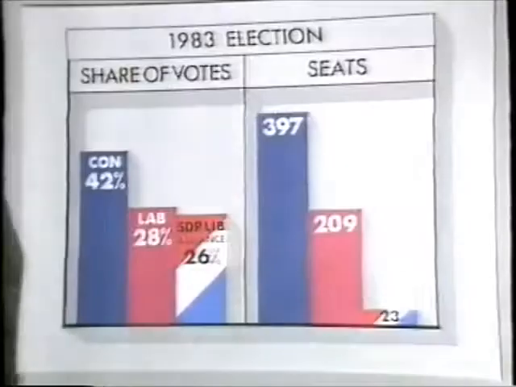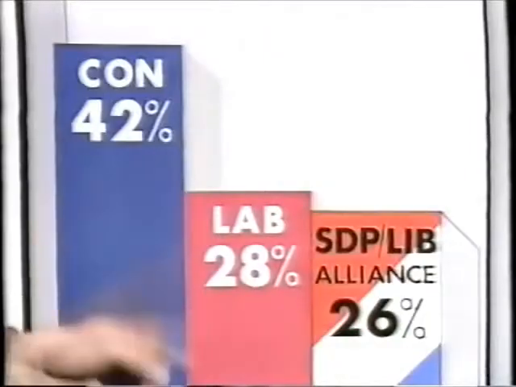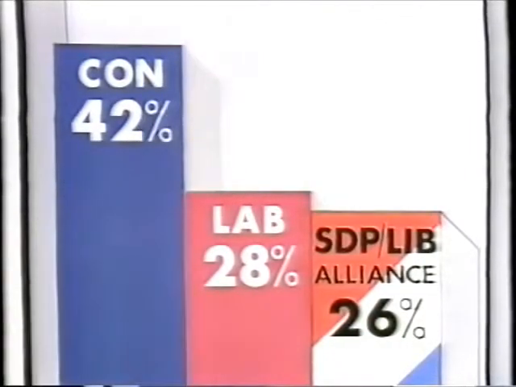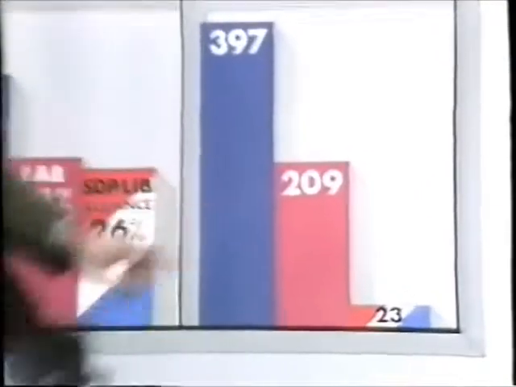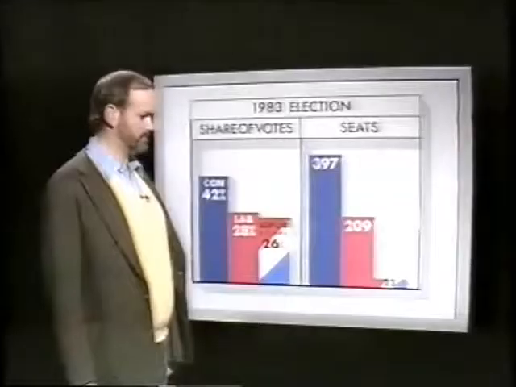Or look at it this way. On the left, the share of votes cast. Conservative, Labour, SDP-Liberal alliance. On the right, the seats. Conservative, Labour, SDP-Liberal alliance. This is ludicrous. Or, as children would say, not fair. Not fair to us voters.